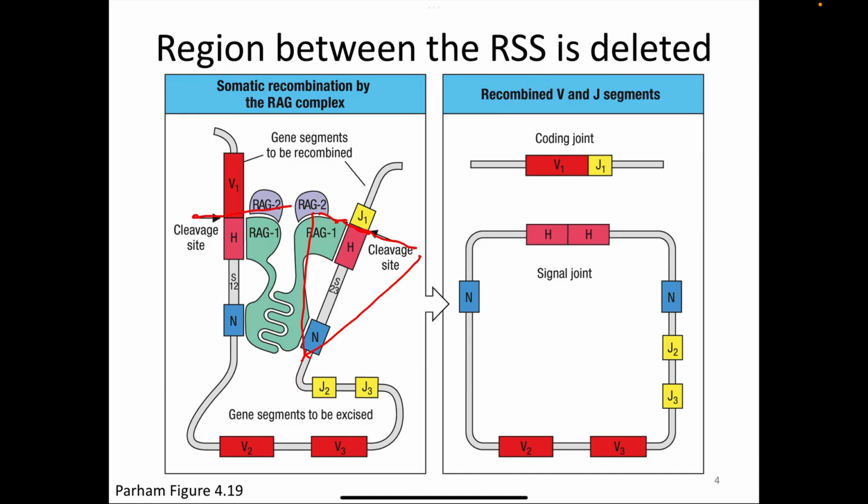And this would be a really big triangle like that. So those would be the triangles. The triangle includes the heptamer, spacer, and nonamer. And so you can see that all of this DNA in between those signals is going to get deleted.